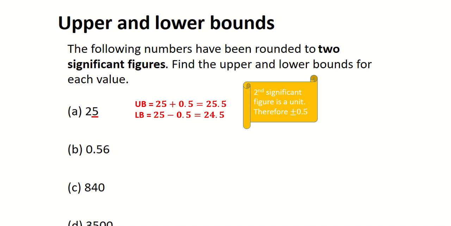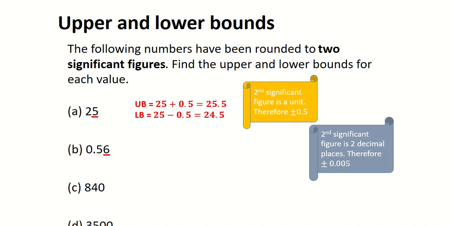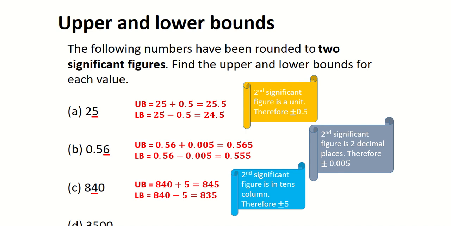Look at this second question, 0.56. My second significant figure is a hundredth, 0.01. So I halve it, 0.005, add 0.005, take away 0.005. Okay, third one, any guesses? You would have the second figure of 4, which is a 10, add 5, take away 5.